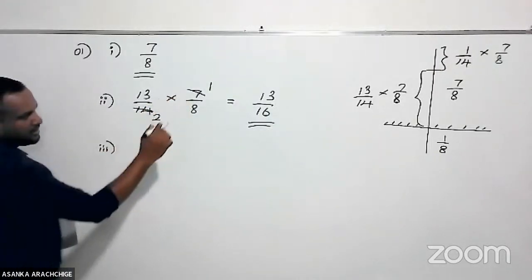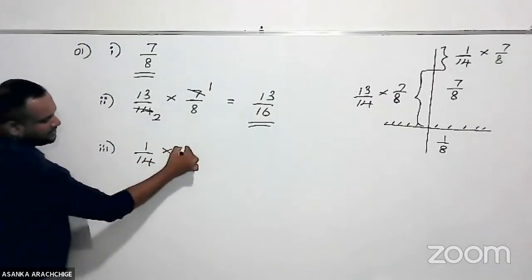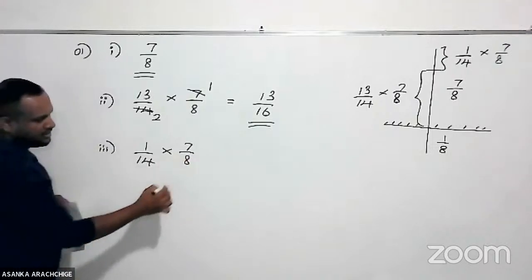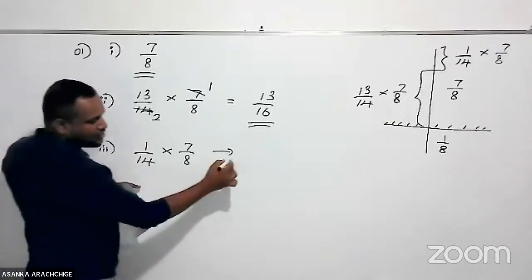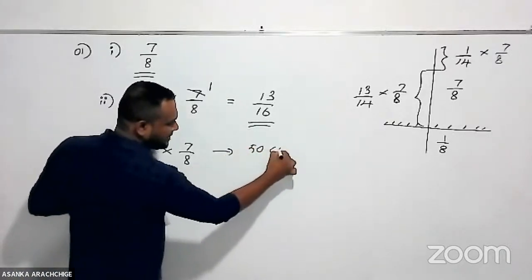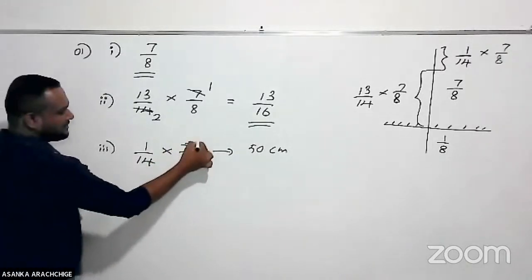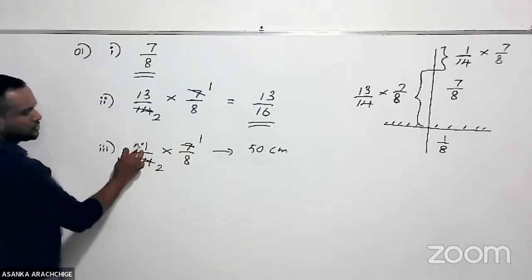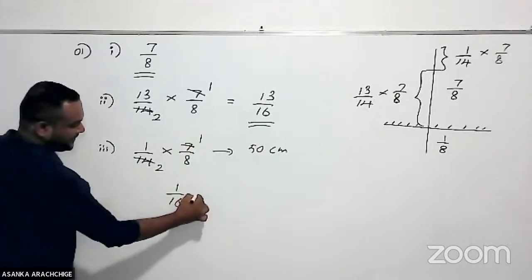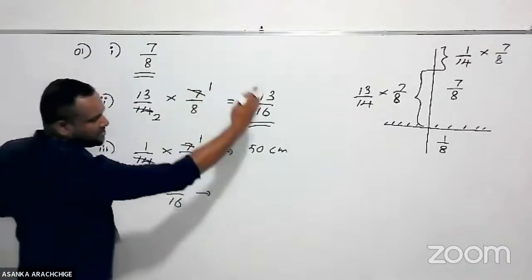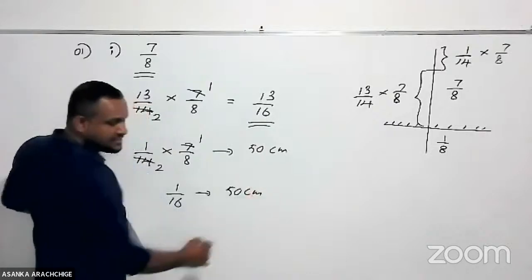Look, the removed part is 1/14 of, which means multiplication, 7/8. This part must actually be 50 centimeters. Is that clear? So 7 times 1, 7; 2 times 8, 16. So 1/16 of the betel tree must be 15 centimeters long.